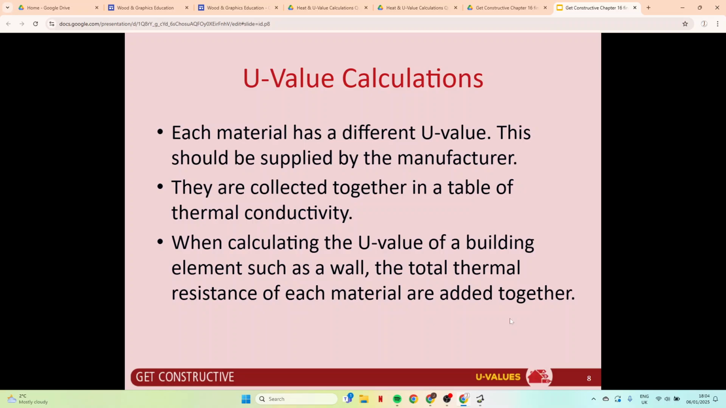U value calculations: each material has a different U value, and this is something that we're going to be looking into. They're collected together in a table of thermal conductivity. Basically, every single manufacturer, every single product will have either resistivity or conductivity on them, and it's our job to add them all together and see what this works out at.